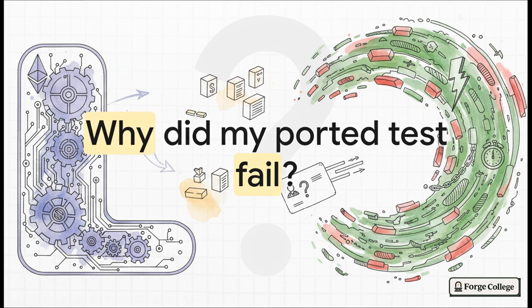When you translate a test from EVM to SVM, a failing assertion usually points to one of two things. It's either a really simple translation error, like forgetting to include a signer or an account address, or, and this is way more common, you've run straight into a Solana-specific runtime condition that you simply didn't have to worry about back on Ethereum.